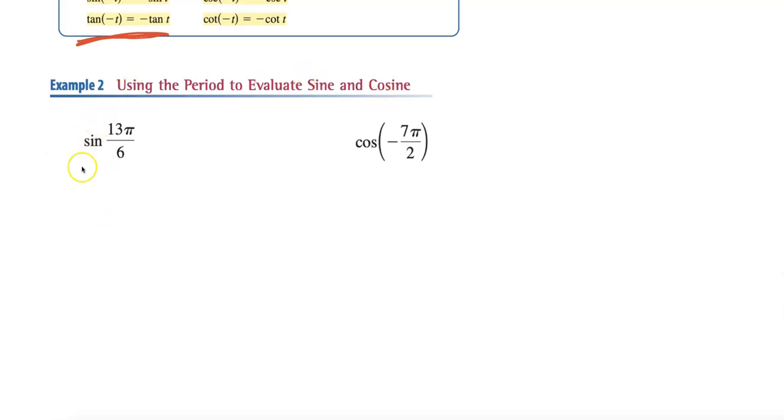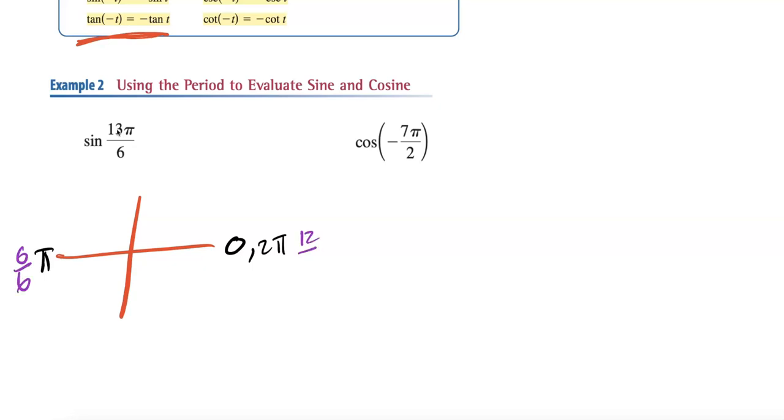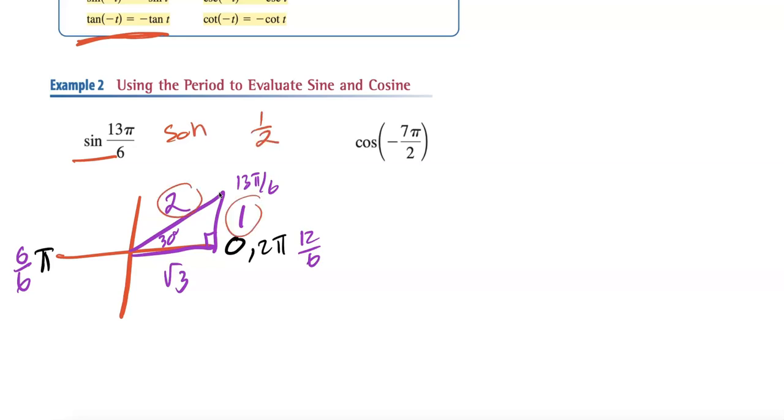Use the period to evaluate the sine and cosine of this. So sine of 13 pi over 6, we could do without the period. I'll go 0, pi, 2 pi. My trick is you make this 6 over 6, and this 12 over 6. So where's 13 pi over 6? Here's 6, here's 12, 13 would be a little bit higher, so it'd be right here. It's over 6, so it's automatically 30 degrees, which means the sides are 1, radical 3, and 2. You should know your sides. Sine is opposite over hypotenuse, so 1/2. That's one way to do it.